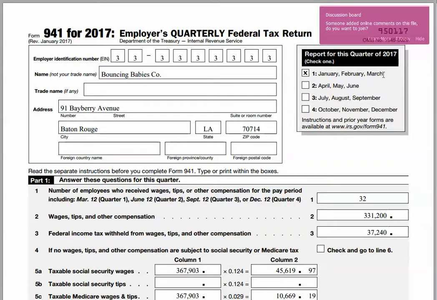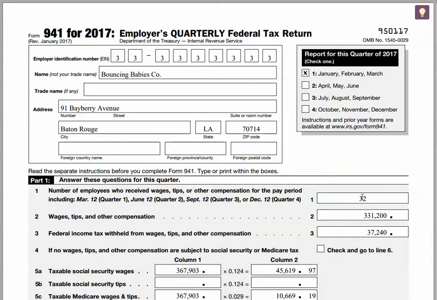So this is for January, February, March. It said the first quarter. So first quarter, 32 employees. That's what I wanted to find. So all 32 employees. So it has to tell you how many employees actually got paid. And that doesn't necessarily mean the number of employees that you had on December 31st or on January 1st or on March 31st. It's the number of employees you paid during the period. So even if they're not there anymore, you count those employees who were terminated.